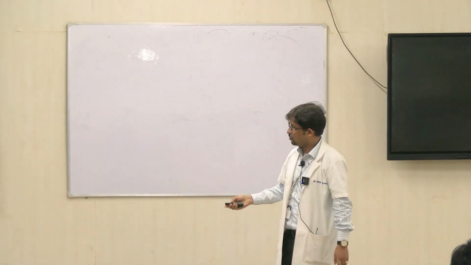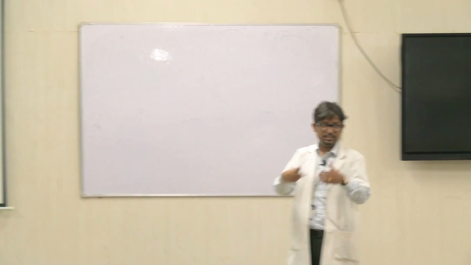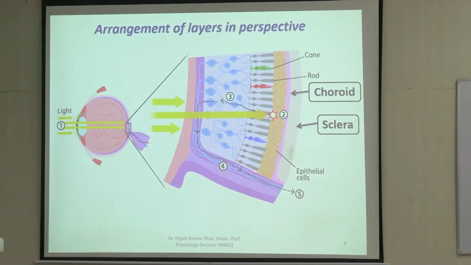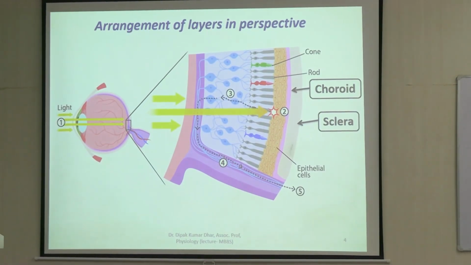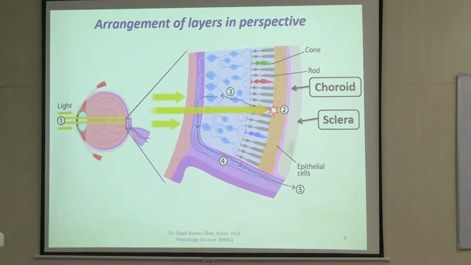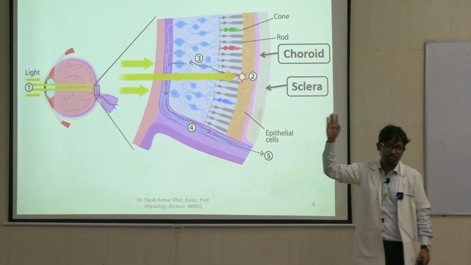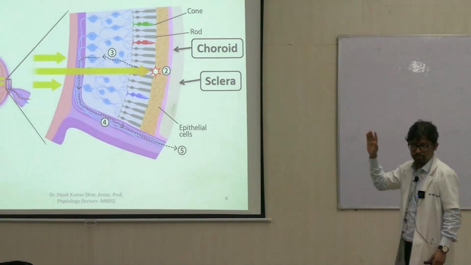You will find in all books pigment epithelium is written the lowest. The reason is this: the layer adjacent to the pigment epithelium is the choroid or the uveal tissue, right? The layer adjacent to the nerve fiber layer is the vitreous cavity or vitreous humor.